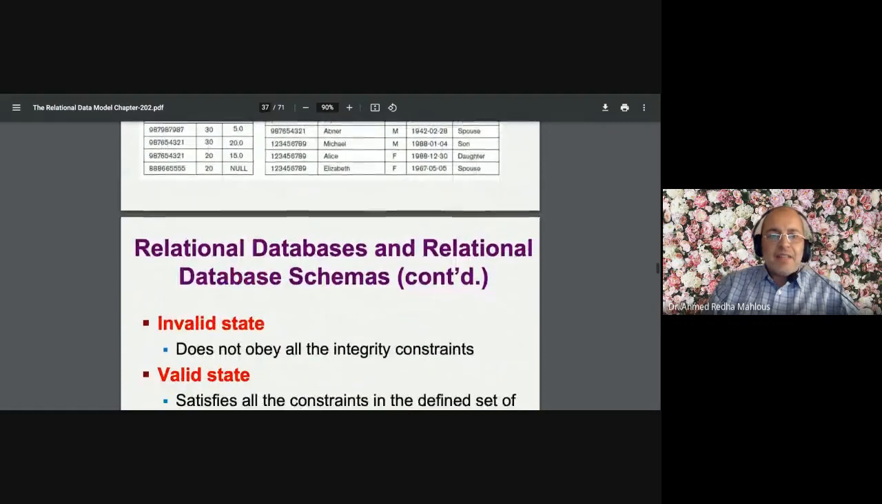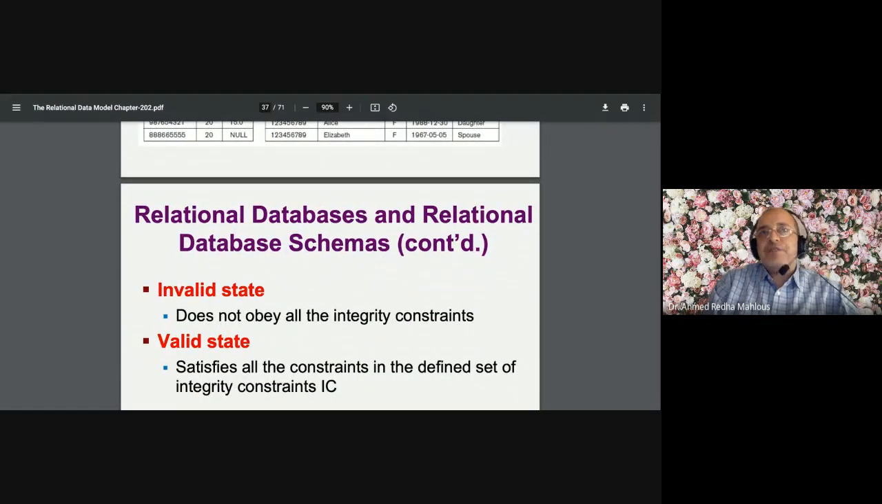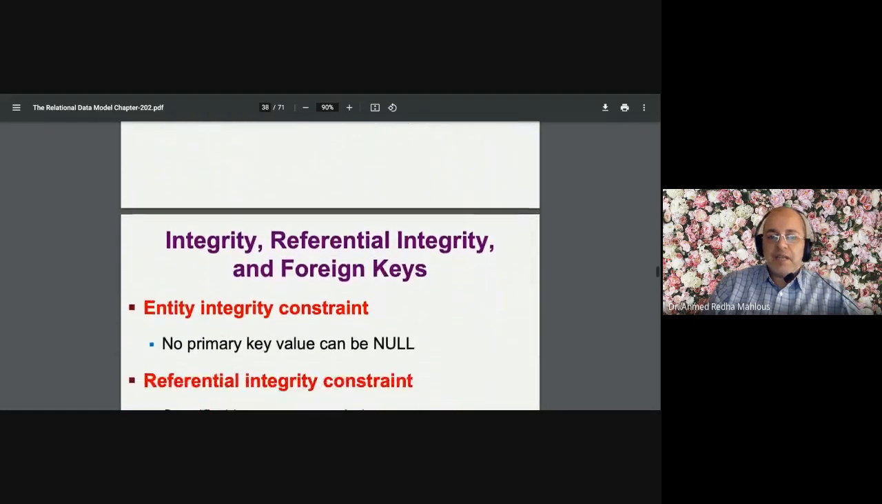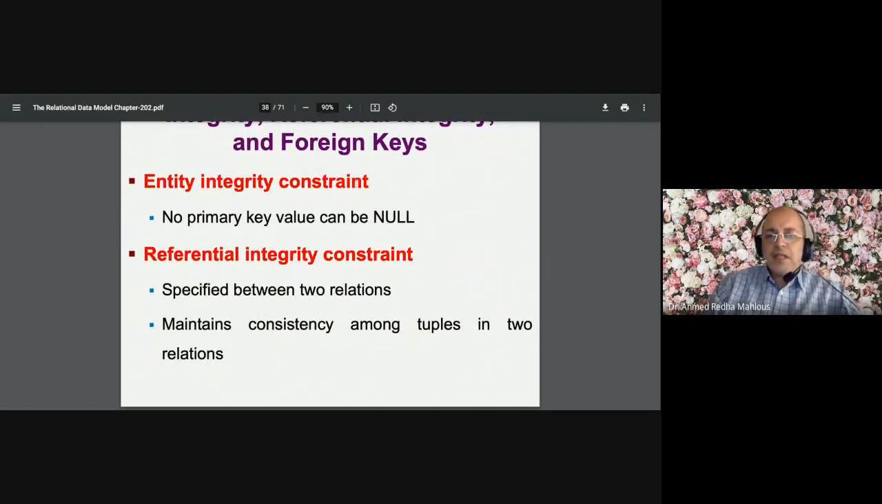Invalid state means something that doesn't follow the integrity constraints. Valid state means you do have all those specific integrity constraints validated, verified. Entity integrity constraint means no primary key value can be null. We don't accept it: when you choose a primary key, never put a null value for the primary key. Referential integrity means you specify the relation between two relations by using the foreign key.